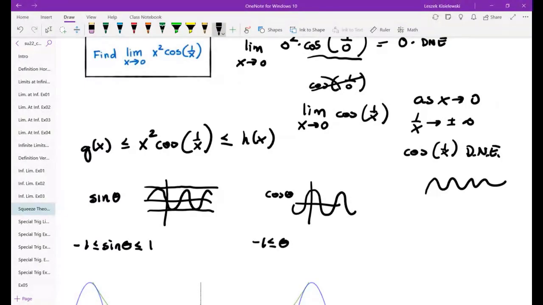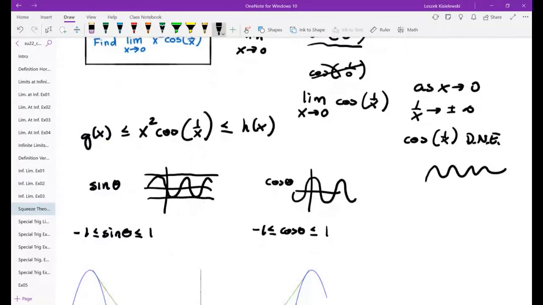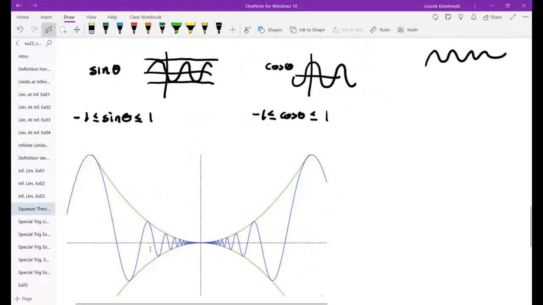So these are popular choices when using the squeeze theorem to start with sine or cosine, because every student should know that it doesn't matter what you plug into sine or cosine, you always get something that's bounded between negative and positive 1. Okay. Let me move that over.